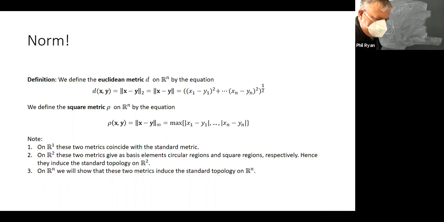And if we've got time, we're going to show that these two metrics induce the standard topology on Rn. And actually, that's going to be true for any of the p norms as well. So it's exciting to see them, but from a topological point of view, they're not going to really provide you with any interesting examples. But of course, in analysis, they will.